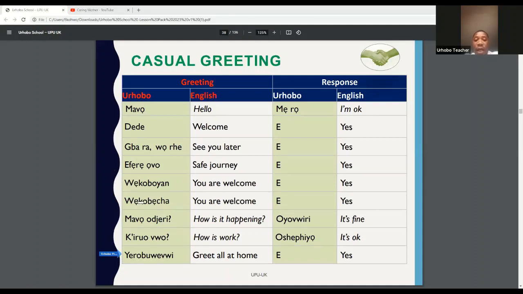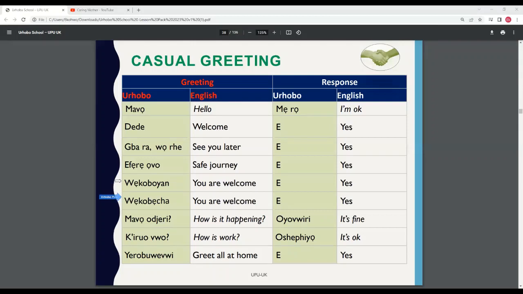Okay. Thank you. So Mine, your hand is up, please. Let's hear you. Hello. Sorry, I joined a little bit late, so I don't know if you explained this earlier, but for Wekoboya and Wecha, those two are similar. So I'm wondering, is it a gender thing where if you're speaking to a man, you say one, or if you're speaking to a woman, you say the other? Because I was just curious why there would be two for the same thing.